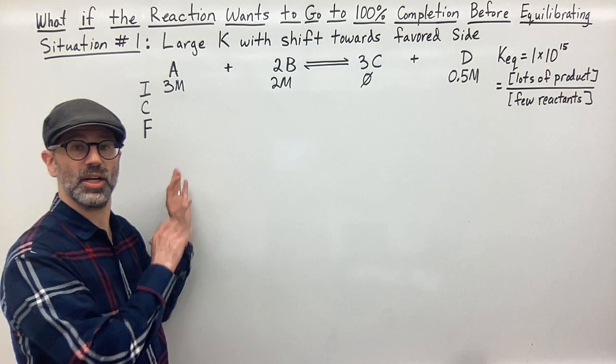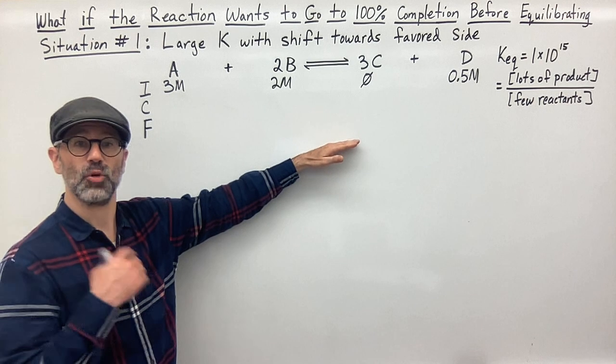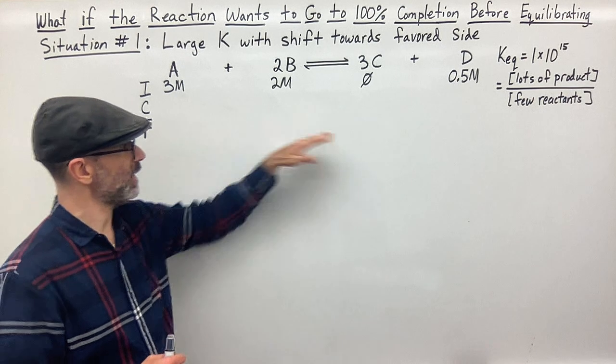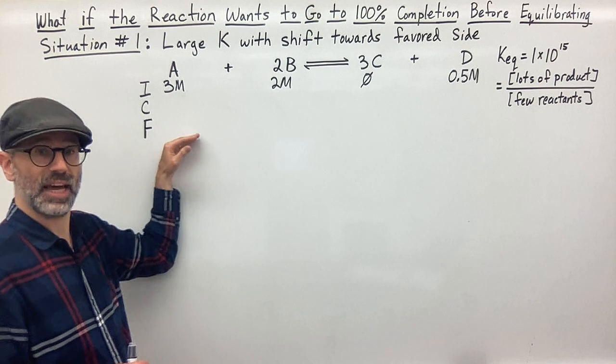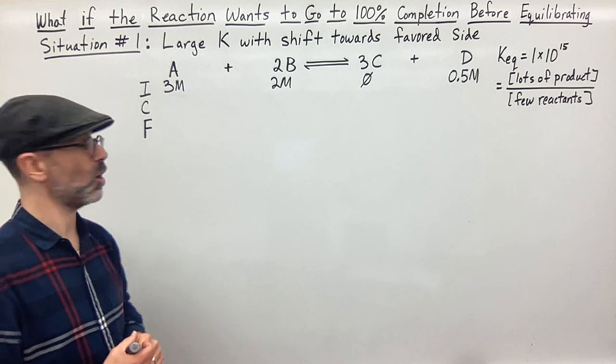We're going to assume it all goes 100% this way first. So we have to do stoichiometry. Once we get the final amounts here, then we can use the final amounts to do an ICE table, and I'll explain that in just a moment.